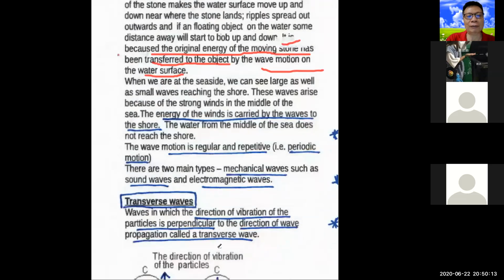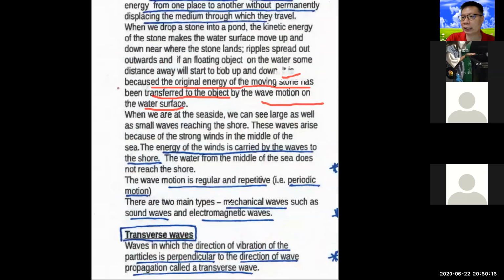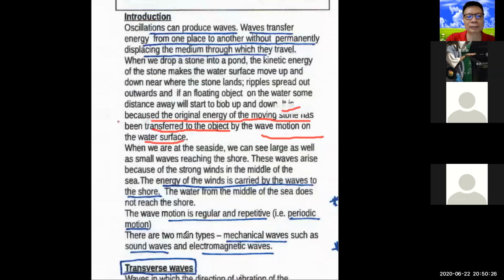Now there are two types of waves. We are going to study these in detail. One is the mechanical wave, such as sound wave. Another one is the electromagnetic wave. Okay. One is the mechanical wave, the other one is the electromagnetic wave.